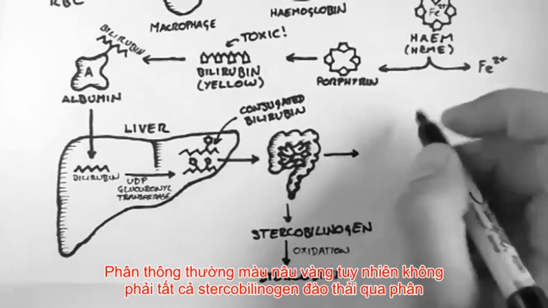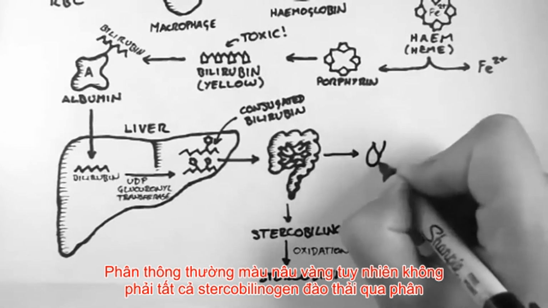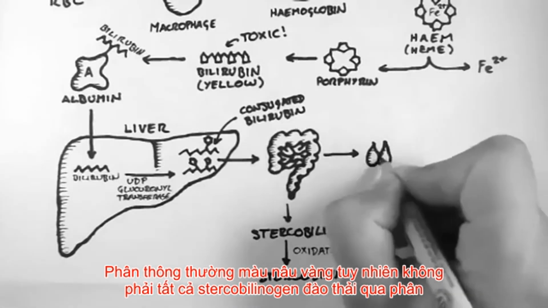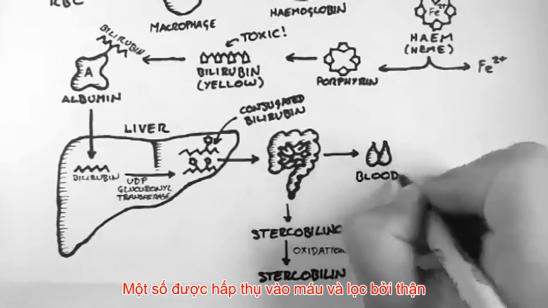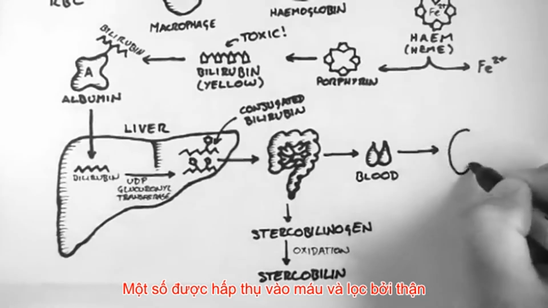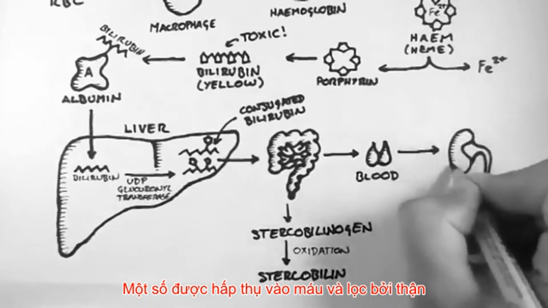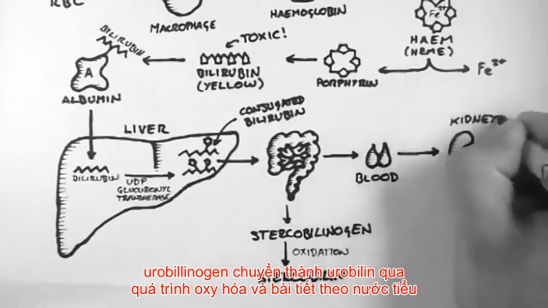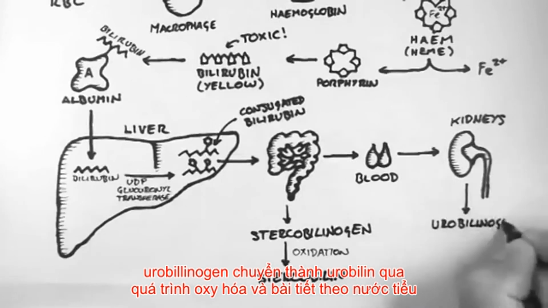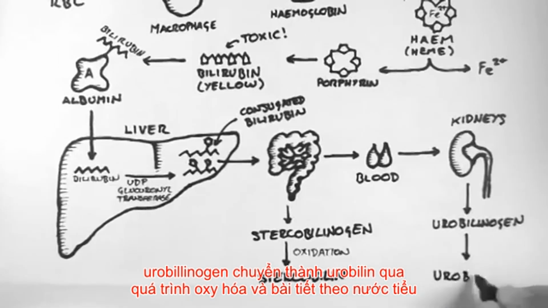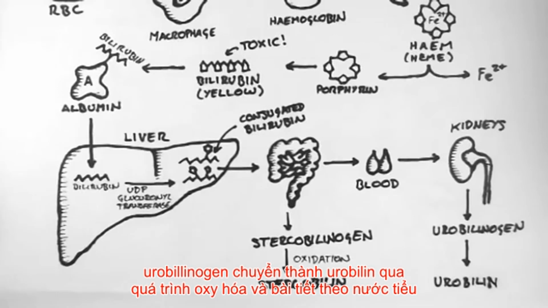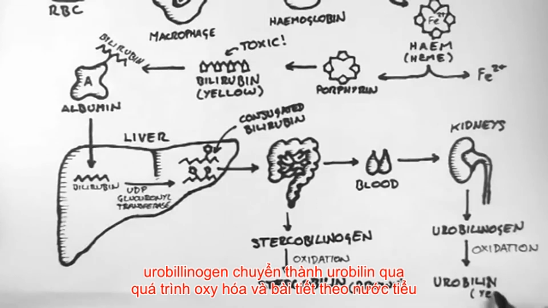However, not all stercobilinogen gets excreted. A closely related form, called urobilinogen, gets absorbed back into the blood, which in turn is filtered by the kidneys. Urobilinogen can be converted to urobilin via oxidation, and these get excreted in the urine. Urobilin is the molecule which gives urine its yellow color.